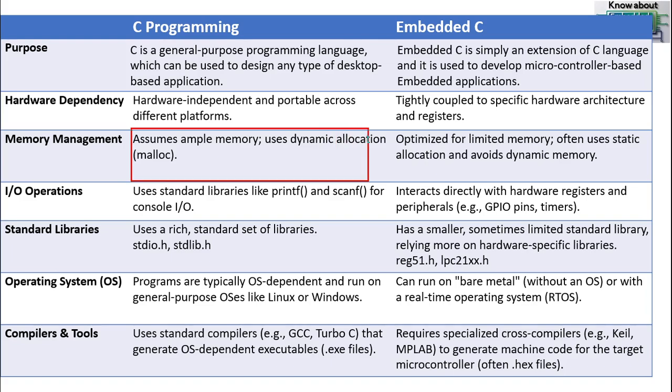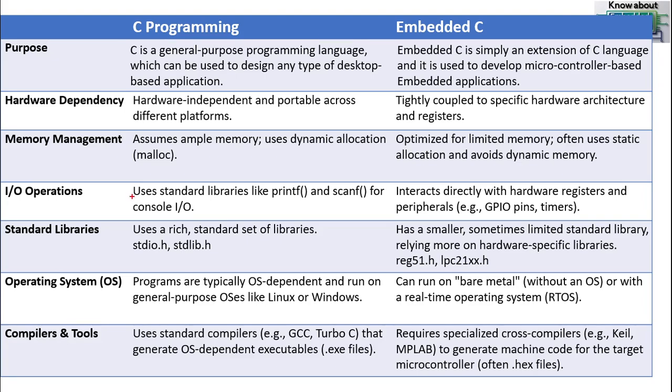The third major difference is that in C programming, we have memory in terms of gigabytes, and we get memory management. That's why we use dynamic memory allocation in C programming. It assumes ample memory, that is, we get a larger memory footprint. So with the help of dynamic memory allocation, we can develop our own applications. But in embedded C programming, memory is very limited, since microcontrollers come with less memory compared to our laptops and systems.